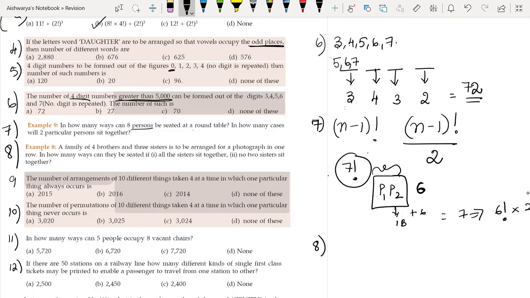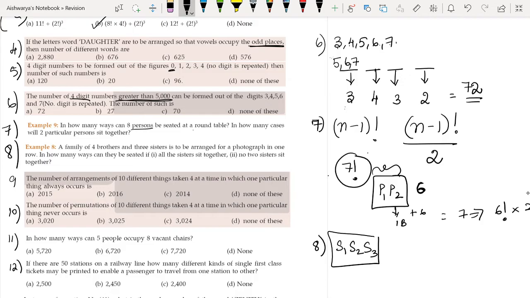A family of 4 brothers and 3 sisters is to be arranged for a photograph in one row. How many ways can they be seated if all sisters are together? No two sisters sit together. Okay, so a family of 4 brothers and 3 sisters is to be arranged for a photograph. So they are asking you two things. One is if all sisters sit together. So there are 3 sisters, sister 1, sister 2, sister 3.